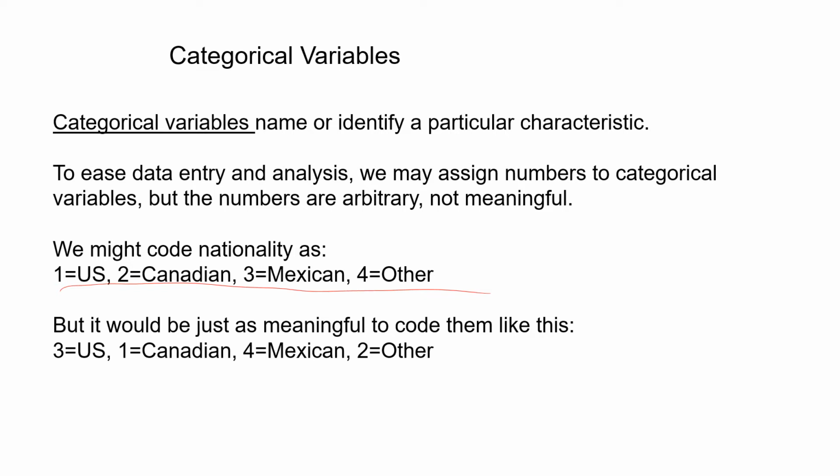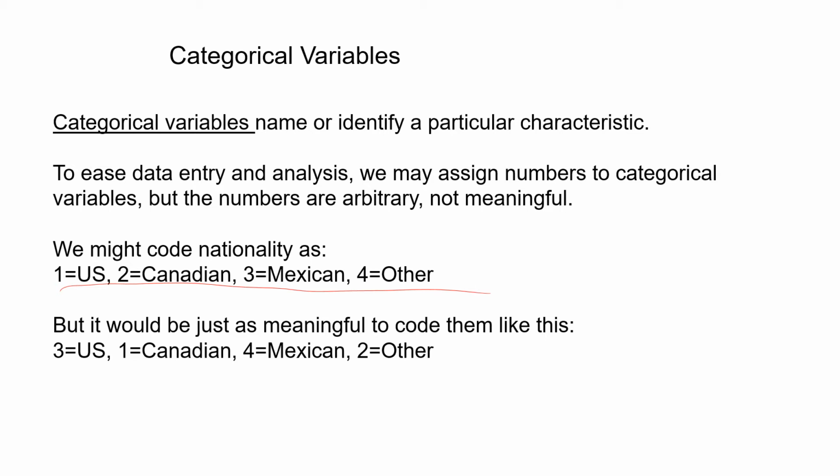However, to ease data entry and analysis, we tend to assign numbers to categorical variables. When you're working with SPSS, you assign numbers to the different categories so that you can organize them better. That doesn't mean that number means anything. That number is completely arbitrary. It is not meaningful. It is just an identifier. Again, we've applied here 1 for US, 2 for Canadian, 3 for Mexican, 4 for other. You could rearrange these numbers and it wouldn't change anything about your data set.